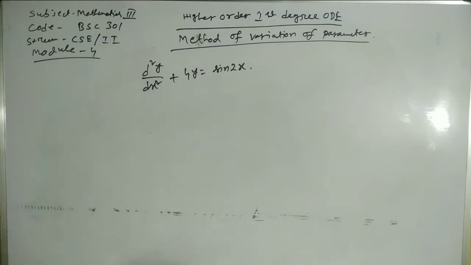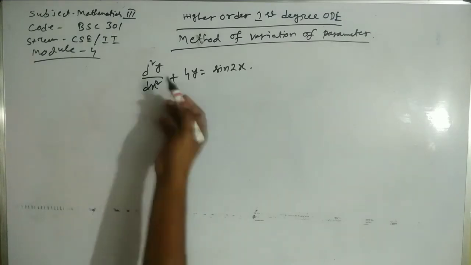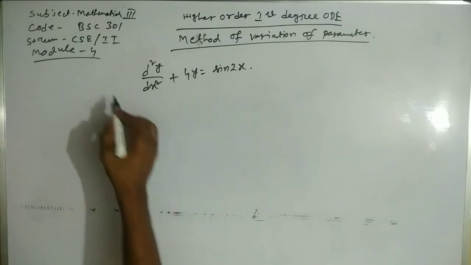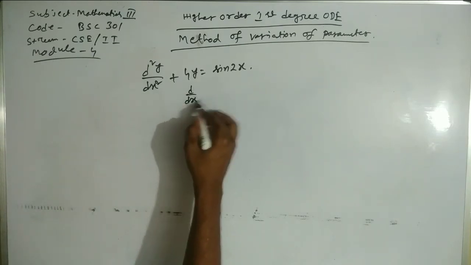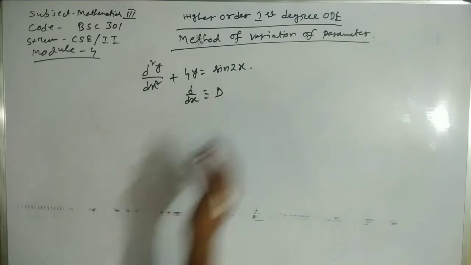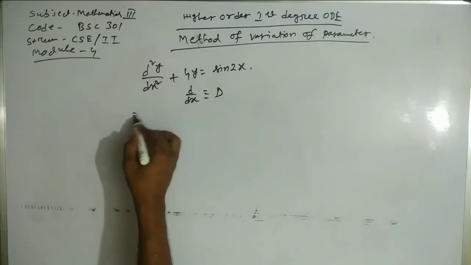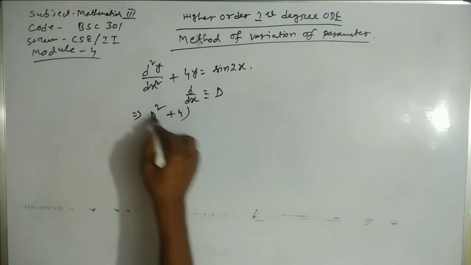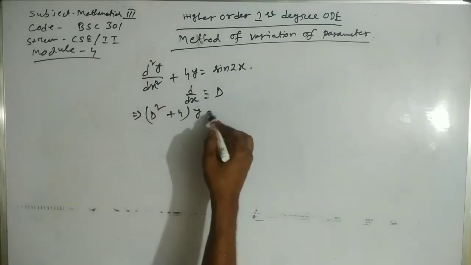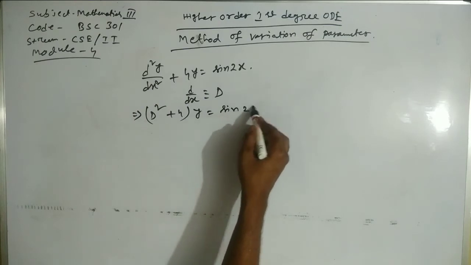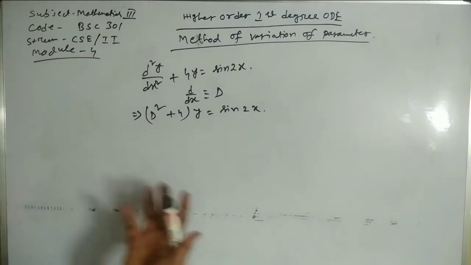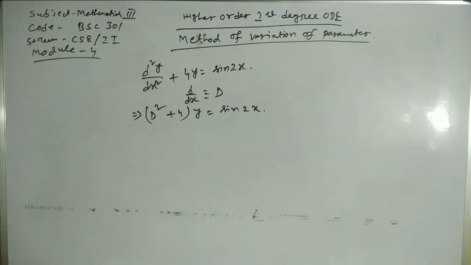For that we are using capital D in place of d/dx. You know that d/dx can be denoted by capital D. So we are writing this equation using capital D. This will be D square plus 4 operating on y equal to sin 2x. To find the complementary function, we are considering the homogeneous part of this equation.